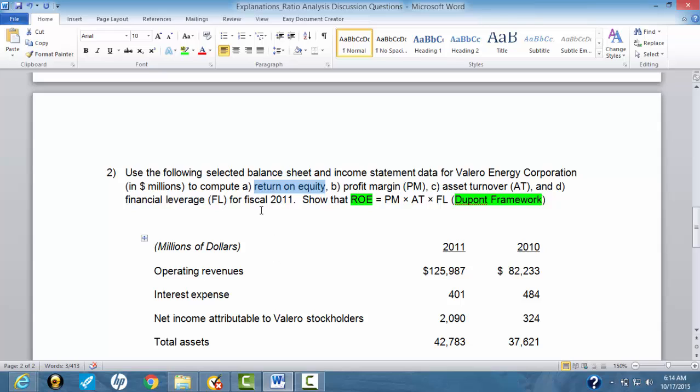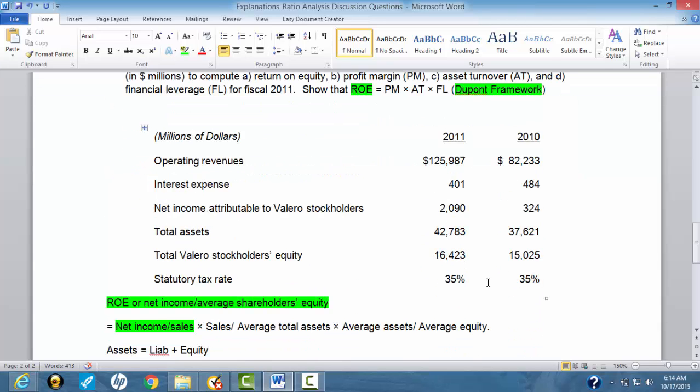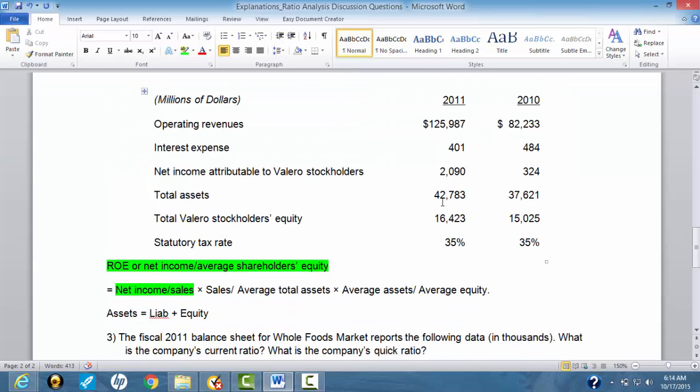The analysis is for 2011. We're doing the return on equity, profit margin, asset turnover, and financial leverage. So profit margin for 2011, we use net income for 2011, which is 2090, and we divide that by sales, which is 125,987.